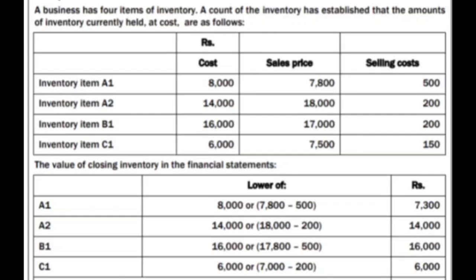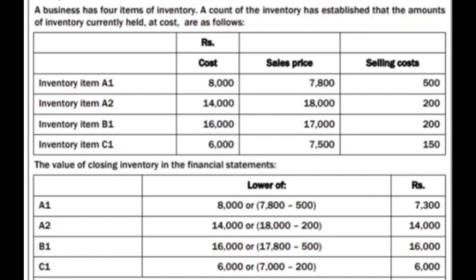Now let us take another example of different items to carry the inventory at the lower of cost or NRV. So here we have item A1, which has a cost of 8,000, a selling price of 7,800, and a cost to sell of 500. So we shall carry it at either 8,000 or 7,800 minus 500, whichever is lower. Here 7,800 minus 500 is 7,300, which is lower, so we shall carry the inventory at 7,300.